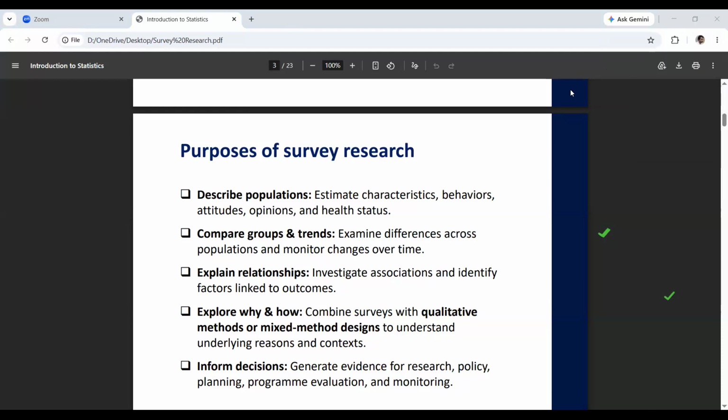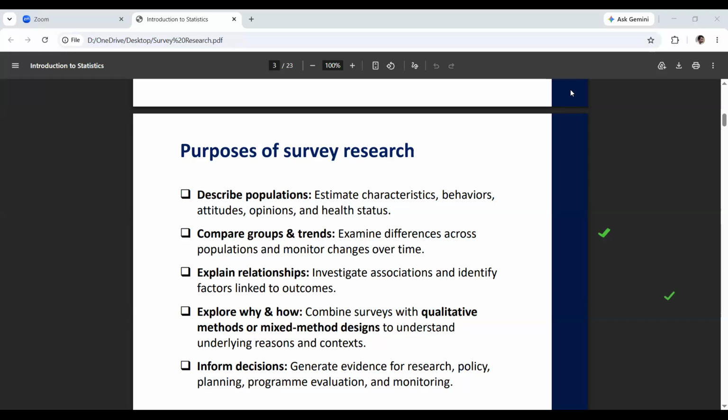No problem. Coming to the purposes of survey research, the main purpose when we conduct a survey is to provide estimates about the population characteristics, behaviors, attitudes, opinions, events, experiences, or health status about the population. We describe the population using survey research. So what we do is produce estimates using a survey.